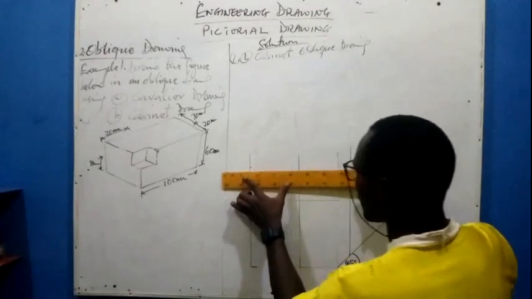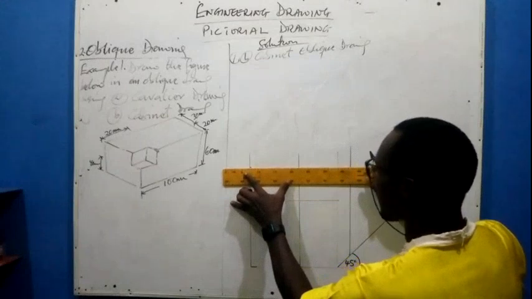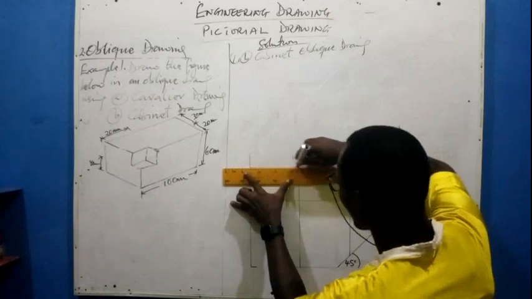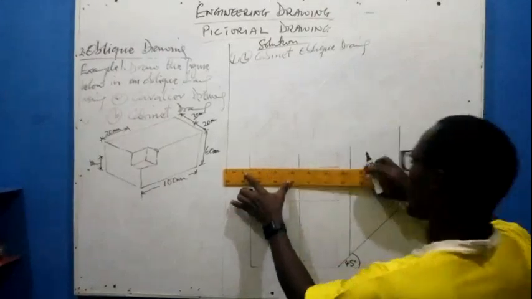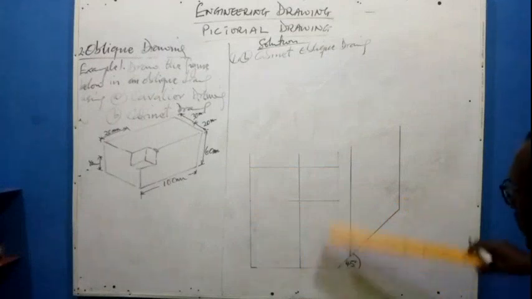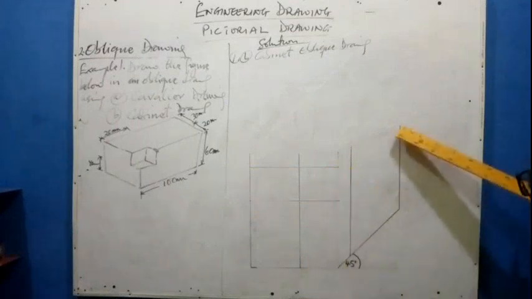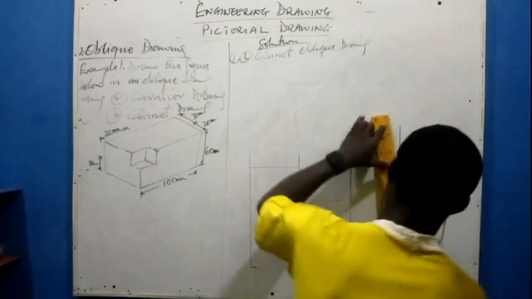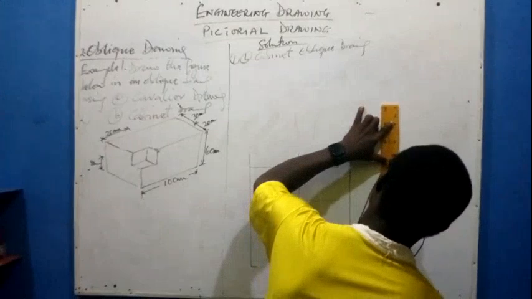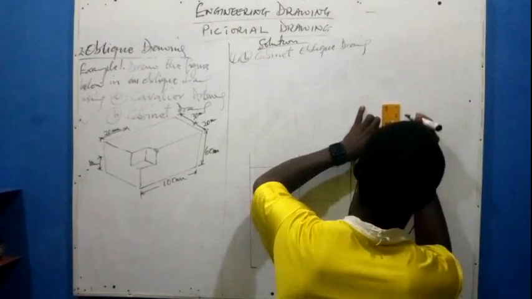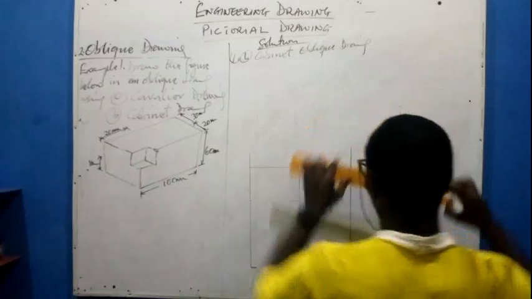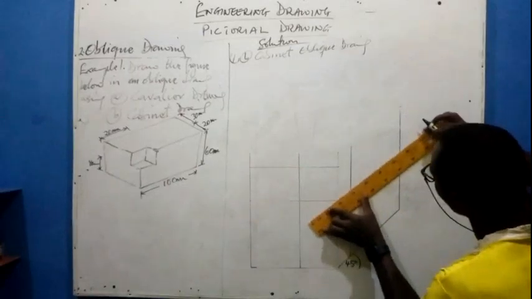Okay. Do the same thing to this side. From here to here is 60. Meaning that from here to here is also 60. I'll do the same thing. My 40, my 20, 40, 20. Then I'll join them the same way.